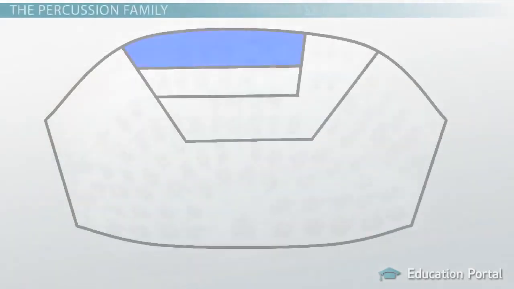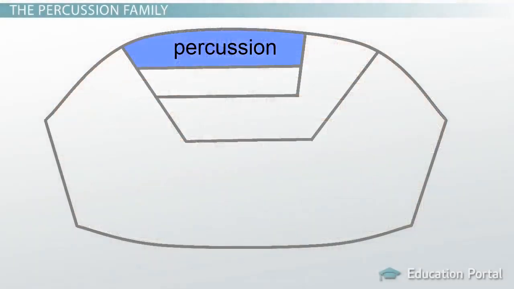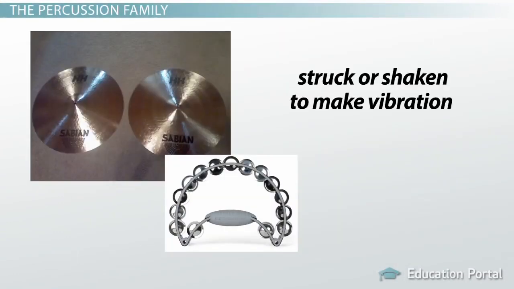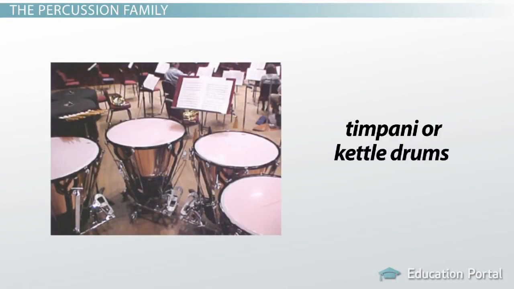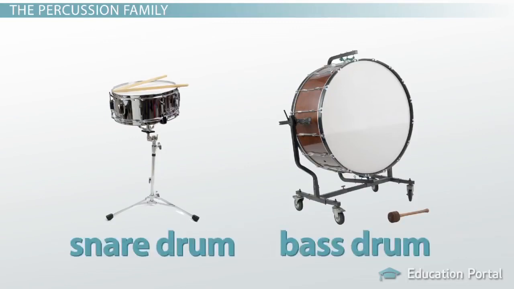All the way in the back of the orchestra, we have the percussion family, known for its loud banging and crashing. The percussion family has instruments that are struck or shaken to make their vibrations. Early orchestras didn't have much percussion and usually just had low-pitched drums called timpani or kettle drums to accompany the melody. Other drums like the snare drum and the bass drum were added later.